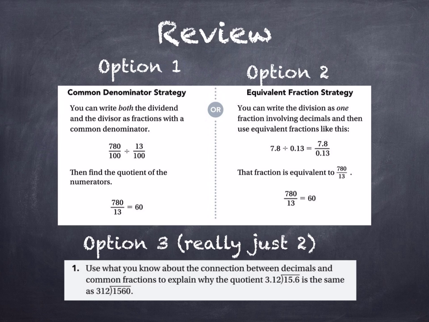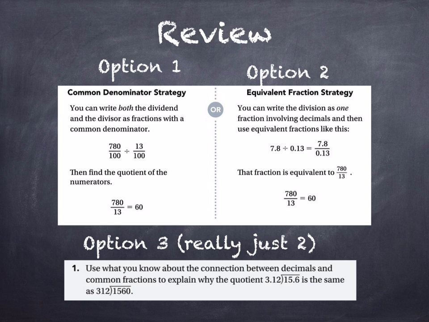What we've talked about so far in terms of strategies: option 1, the common denominator strategy, where you rewrite the decimal division as a fraction division problem with common denominators, which allows you just to divide the numerators. Option 2 is writing the decimal division as a single fraction, but then multiplying both numerator and denominator by a power of 10 to remove the decimals and ending up with a whole number long division problem. And option 3, which is really just option 2 in disguise, is to do the same thing, but instead of writing it as a fraction, writing it out as a long division.